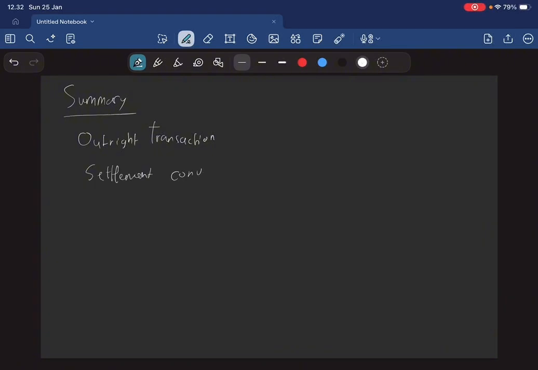Settlement conventions or value dates. For all currencies, we have cash, meaning same date as deal date. Value tomorrow, meaning one business day after deal date. Spot, usually equal to two business days after deal date, except for Canadian dollar, which is one day.